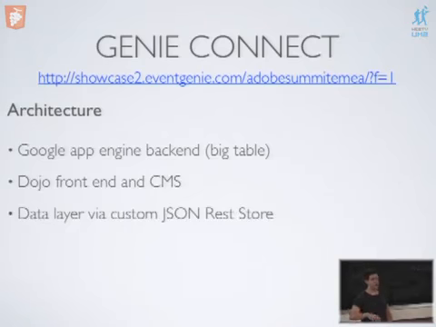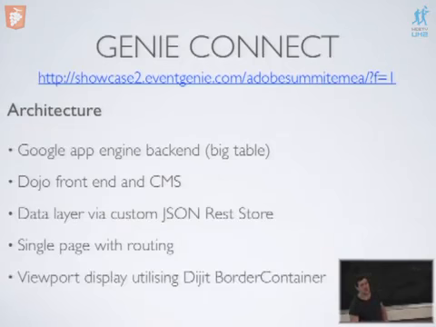So they have a custom store. So you say, get this item. The store is preloaded in memory. If the store does not have the item you're looking for, it will go off, request it, get it, and return it to you. Single page with routing. Viewport display using the digit border container. I don't know how everybody feels about flow layouts or viewport displays, but they're different approaches.